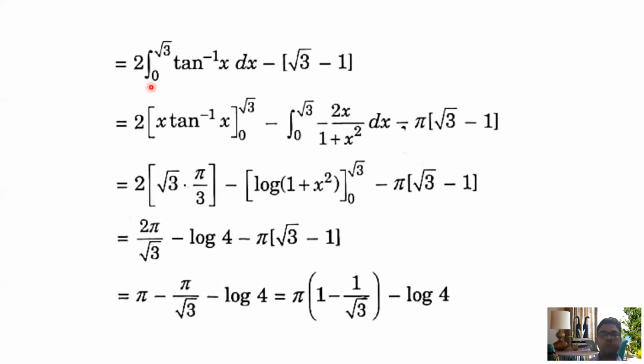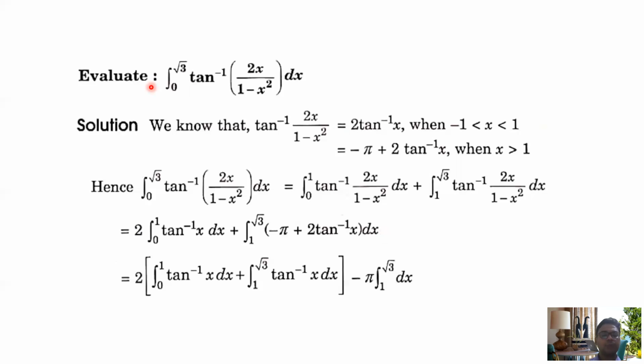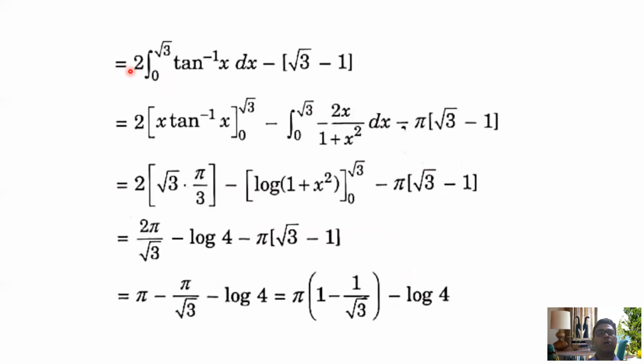So ultimately 0 to 1 and 1 to root 3, that is 0 to root 3. So that's why you have 2 times the integral from 0 to root 3 of tan inverse x dx, minus pi times root 3 minus 1. The integral of tan inverse x, the formula from 0 to root 3, is also a very good formula. Please memorize this.